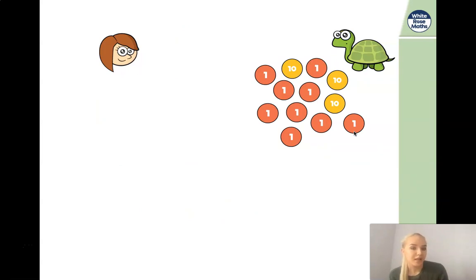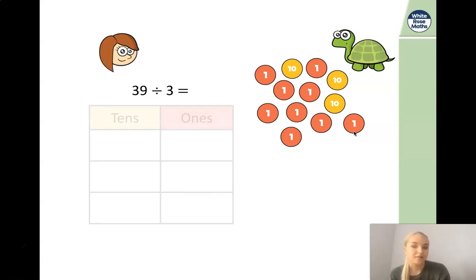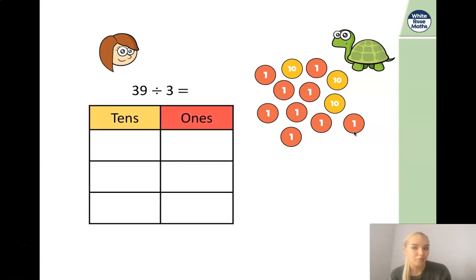So using the same counters, we're going to work out how many he has altogether. So how many 10s can you see here, Year 4? 3 10s, absolutely. And how many 1s can you see? 9 1s. Fantastic. Now Tiny has 39 counters. He wants to divide them by 3. He's going to use a place value chart to help him work it out.